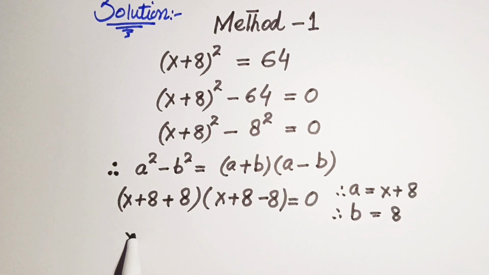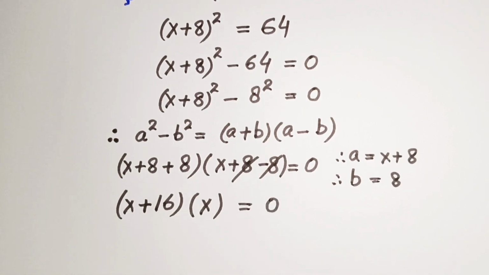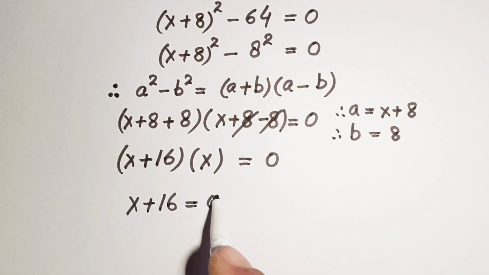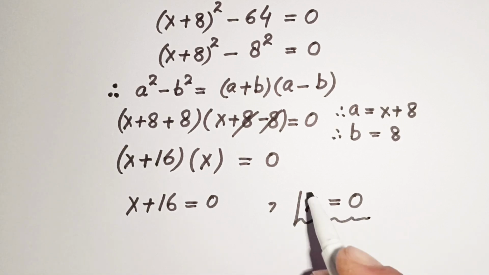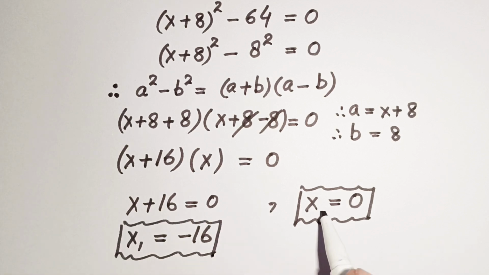Now here x + 8 + 8 is x + 16, and in the second factor plus 8 and minus 8 cancel, so we have only x. There are two possible cases: x + 16 = 0 and x = 0. Shifting the 16 we get x = −16. So x1 = −16 and x2 = 0.